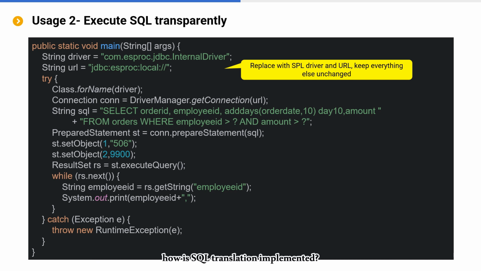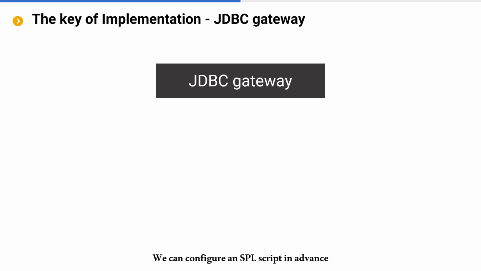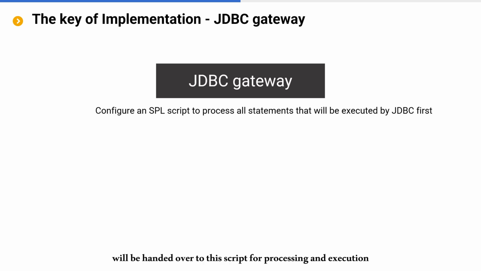So, how is SQL translation implemented? It seems a bit magical. The key is the JDBC gateway of SPL. We can configure an SPL script in advance, and all SQL statements executed in JDBC will be handed over to this script for processing and execution. That is to say, the translation and execution of SQL are both done in the script.